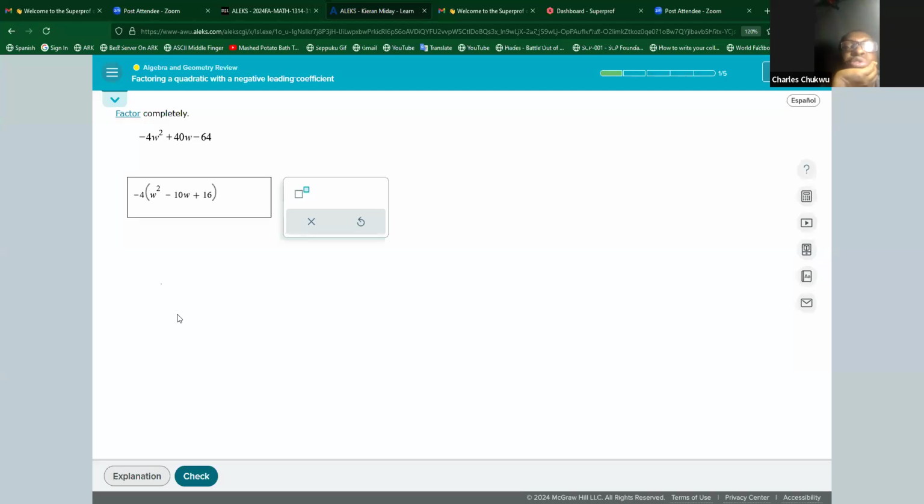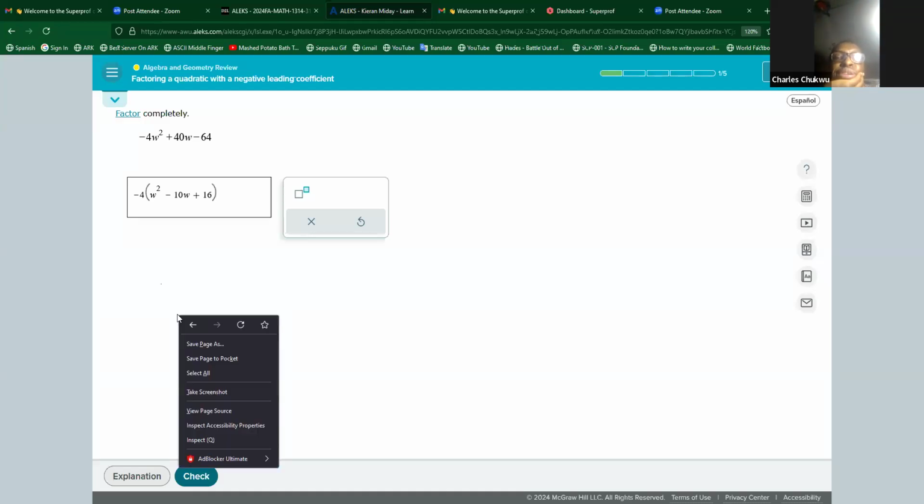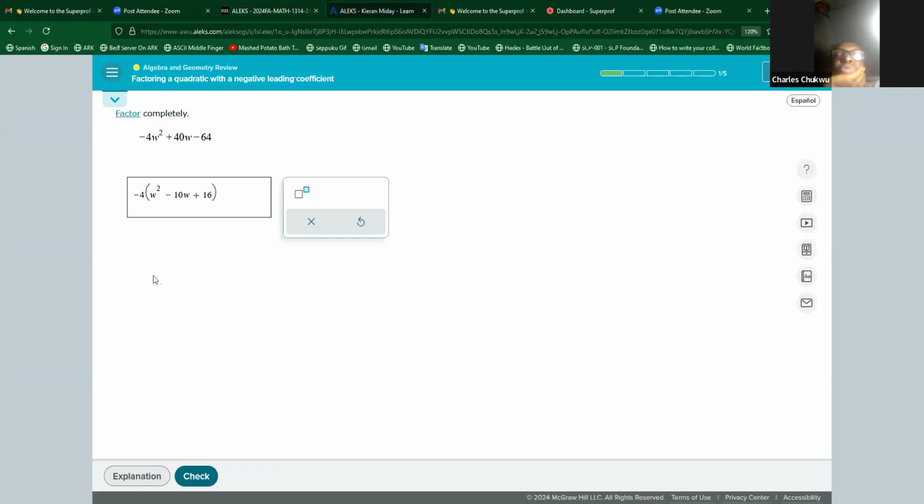This one looks similar to the first ones, right? We would not need to multiply the first and the last term in this case. We'll just ask ourselves, what two numbers would we multiply to give us 16? And at the same time, when we add them, will give us minus 10.